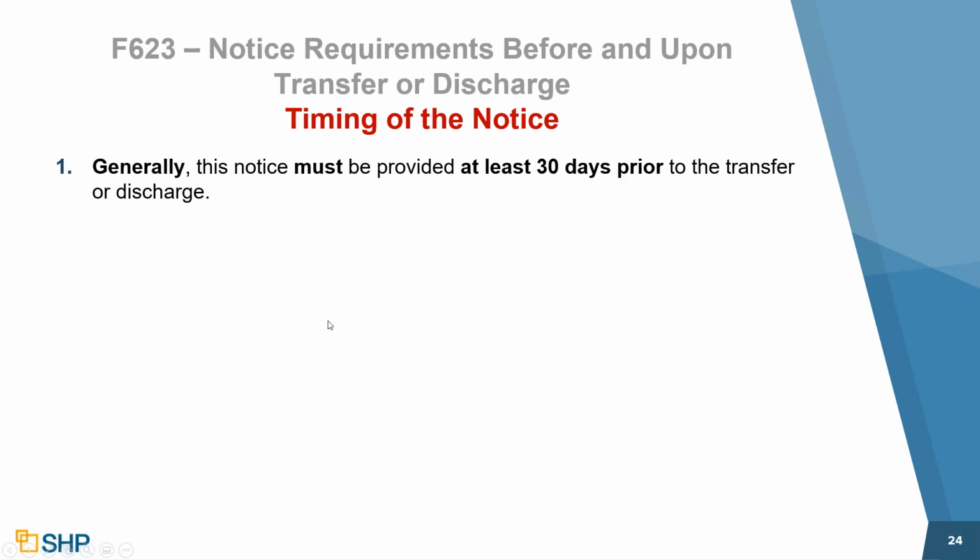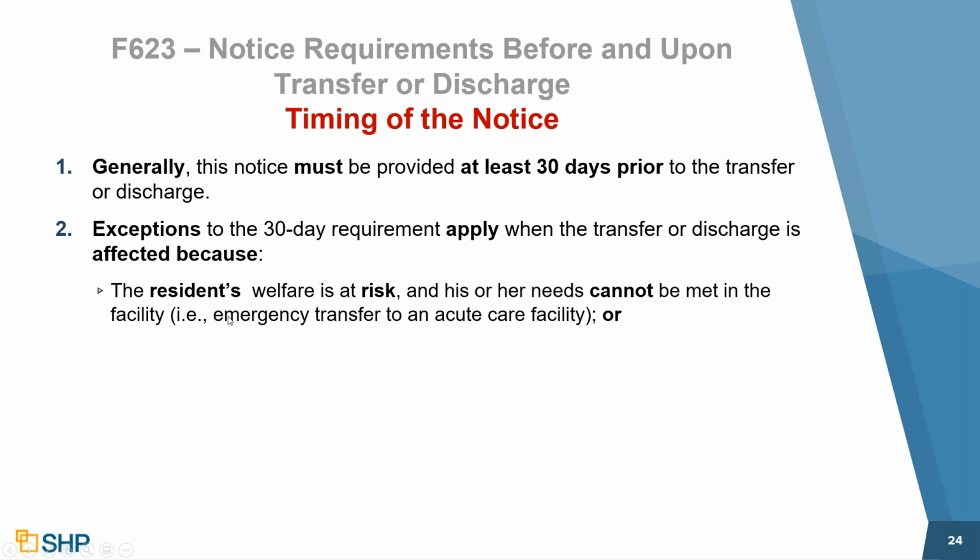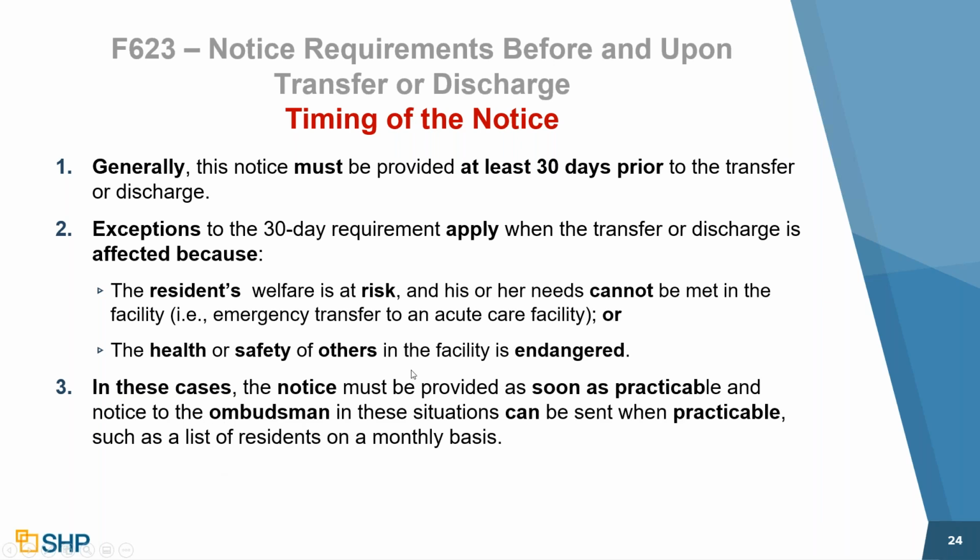The timing of the notice. Now, generally, this notice must be provided at least 30 days prior to the transfer. But this is waived. Exceptions apply when the transfer or discharge is effected because the resident's welfare is at risk and the needs cannot be met in the facility, or the health and safety of others are endangered. In these cases, the notice must be provided as soon as practical, and then you have to notify the ombudsman. You don't have to send that particular notice to the ombudsman within that period of time. It can be sent on a monthly basis, for example, or you can send it when you send the emergency notice with others as well.